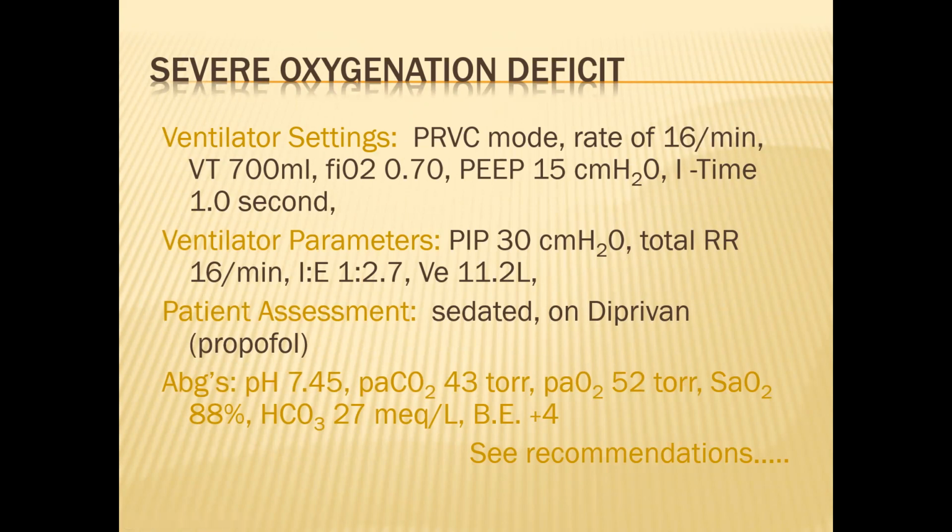We have a severe oxygenation deficit. So it gives you the vent setting, 70%, 15 of PEEP, PIP 30. It's not giving plateaus in any of these scenarios. So we don't know if the peak pressure is high because of airway resistance or because the alveoli are stiff.